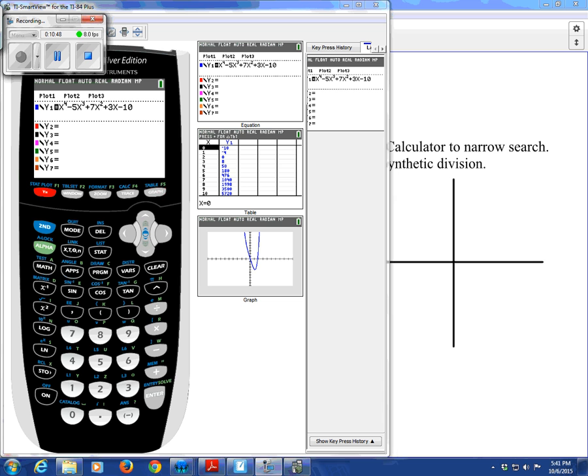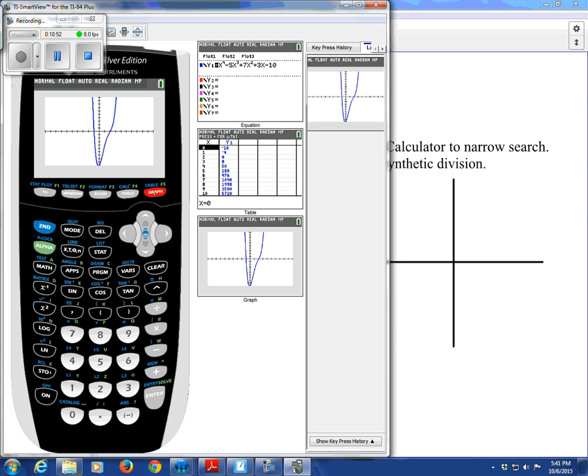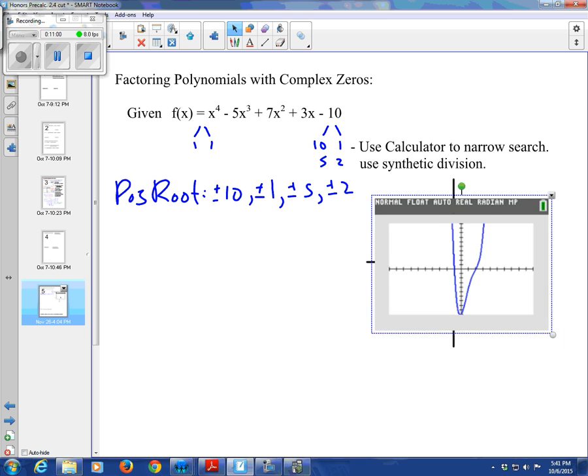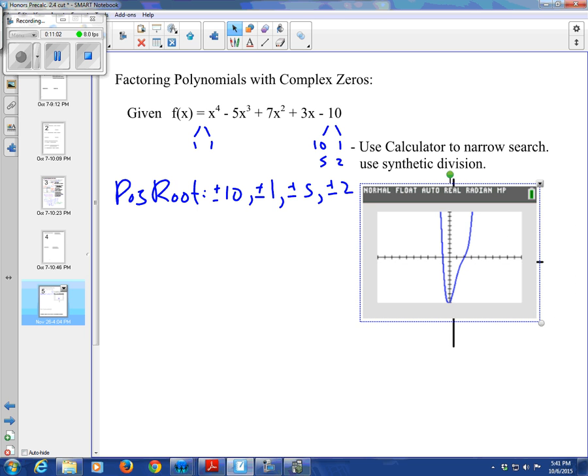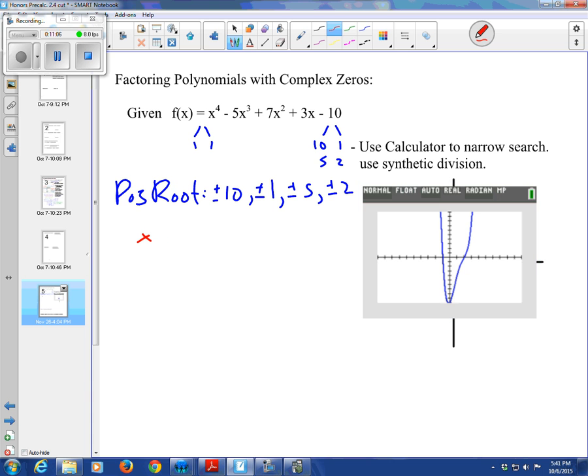All right, so typing into the calculator and graphing it, we see this picture right here, and we've got two x-intercepts, which is promising. So we'll take this over to our notes, and right here we can say that from our list of possible roots, it looks like x equals -1 and x equals positive 2 look like probable roots. So these two might be actual roots.